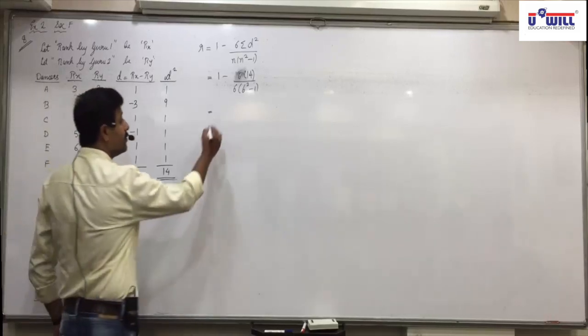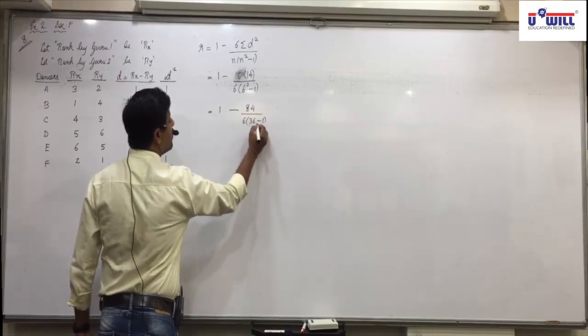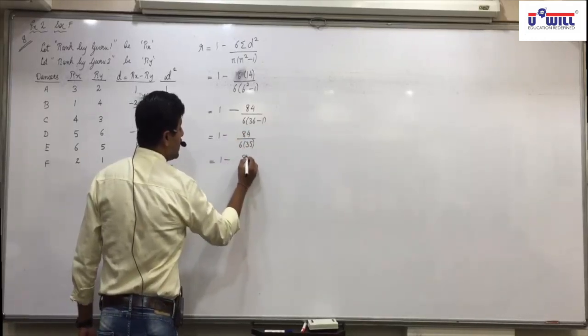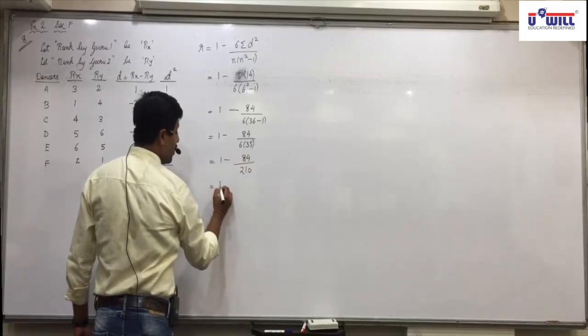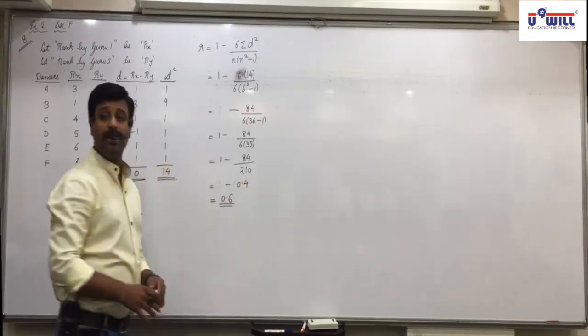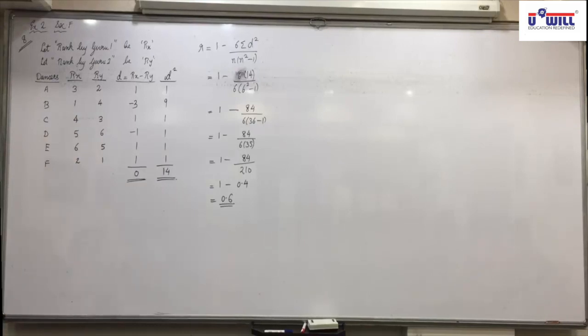Then one check. 1 minus 84 upon 6 into 36 minus 1. So 1 minus 84 upon 6 into 35. 1 minus 84 upon 210 is 1 minus 0.4. So 0.6. What do you say about 0.6? Moderately high. Thus there is a moderately high degree of positive correlation between the rank of Guru 1 and Guru 2.